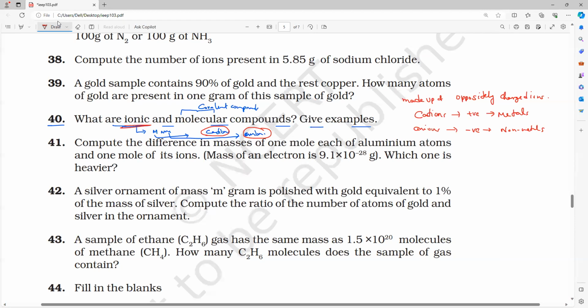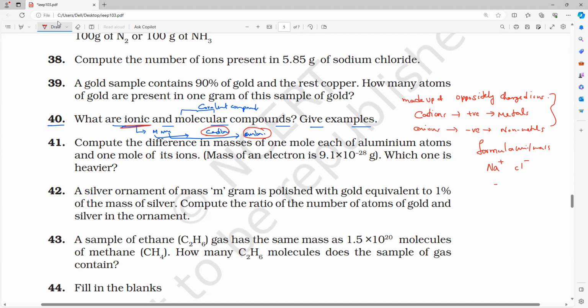What are the examples, everybody? And remember, ionic compounds we represent by formula unit mass. Give an example of an ionic compound. Anybody? NaCl, very good.